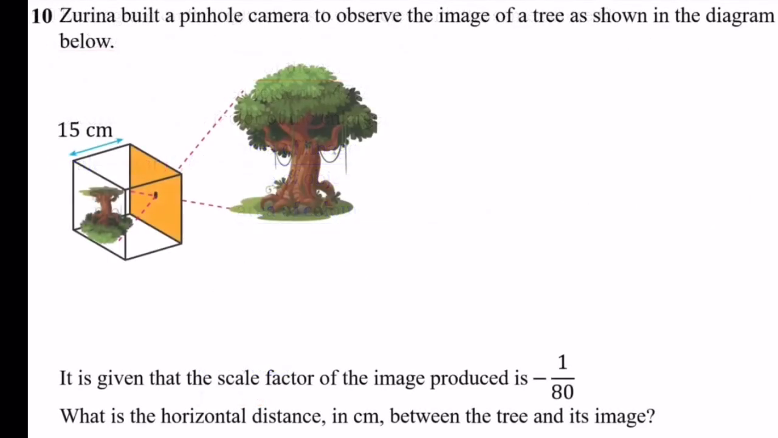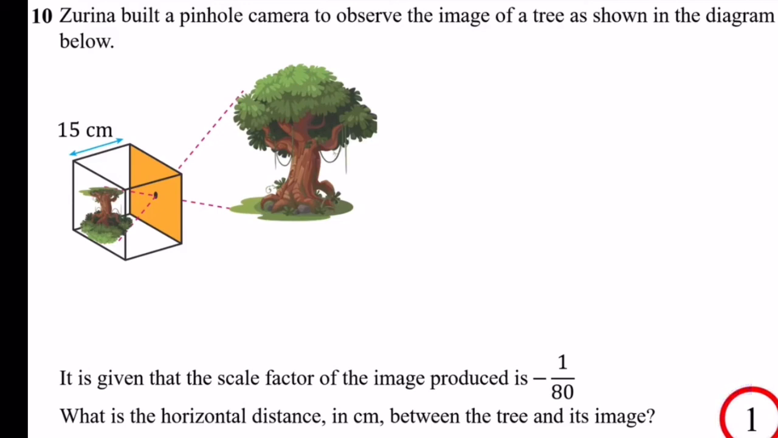Now let's go through the question. Jurina built a pinhole camera to observe the image of a tree as shown in the diagram below. It is given that the scale factor is negative 1 over 80. So the negative is showing that image and object are in the opposite direction from the center of enlargement. So what is the distance between the tree and the image? We are going to find the distance from the object to the center, and the distance from the image to the center of enlargement was given in the question.